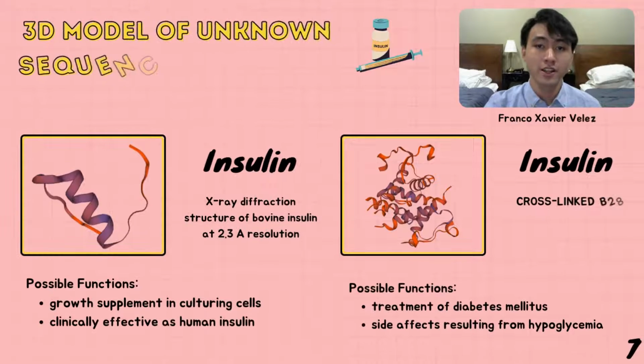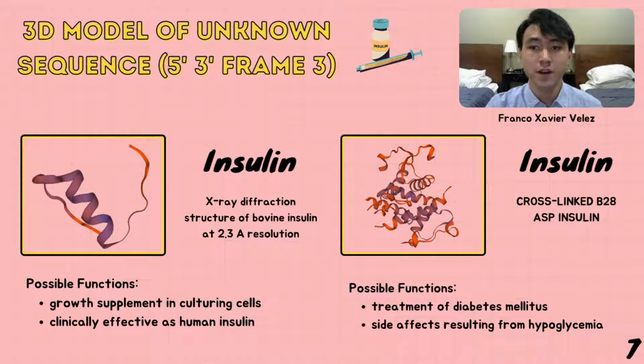Two models were generated from the protein sequence of the 5' to 3' frame 3 of the unknown sequence, which are bovine insulin and B28-ASP insulin, or insulin aspart. Bovine insulin has often been used as a growth supplement in culturing cells at a concentration ranging from 1 to 10 micrograms per milliliter of medium. The amino acid sequence of insulin is extremely well preserved.